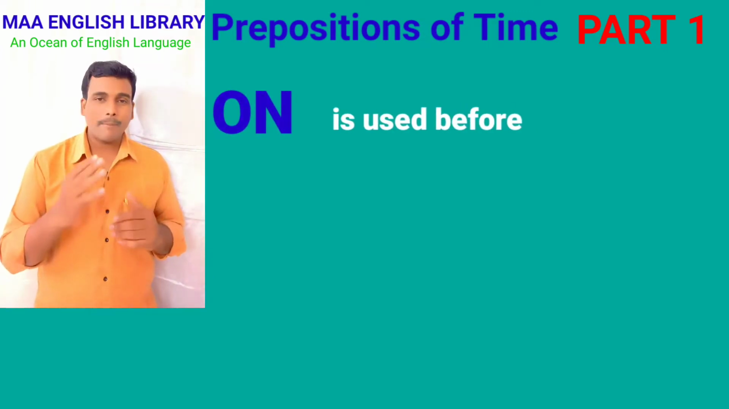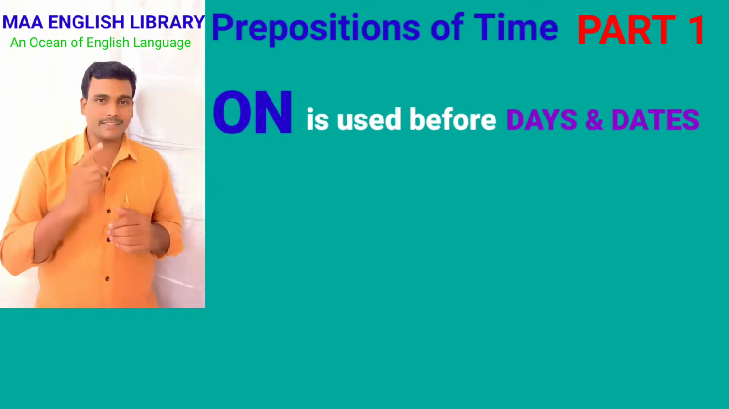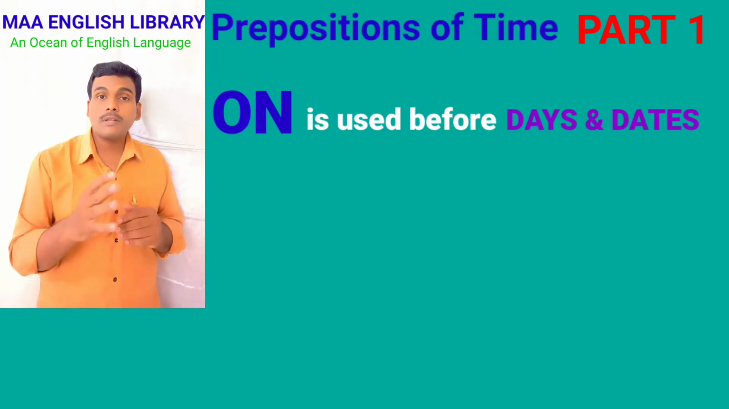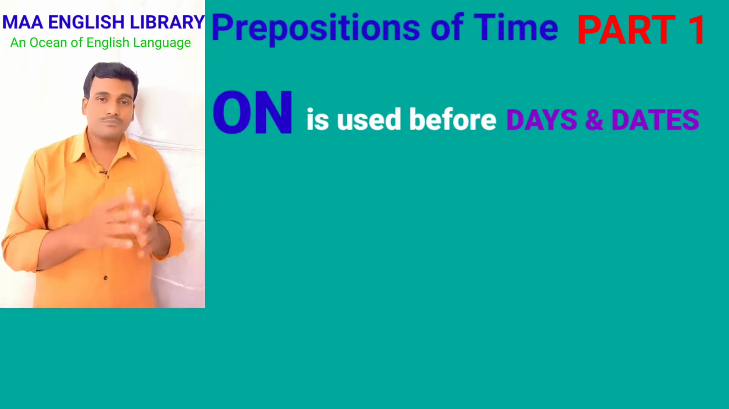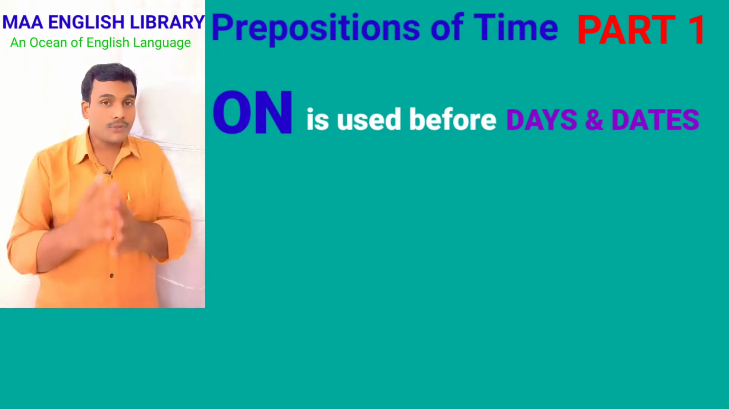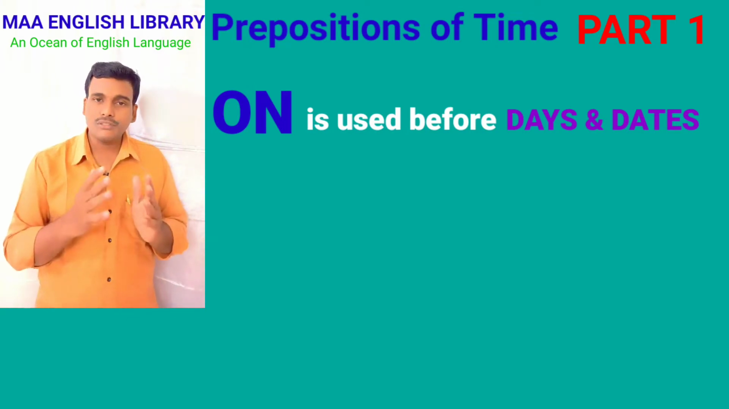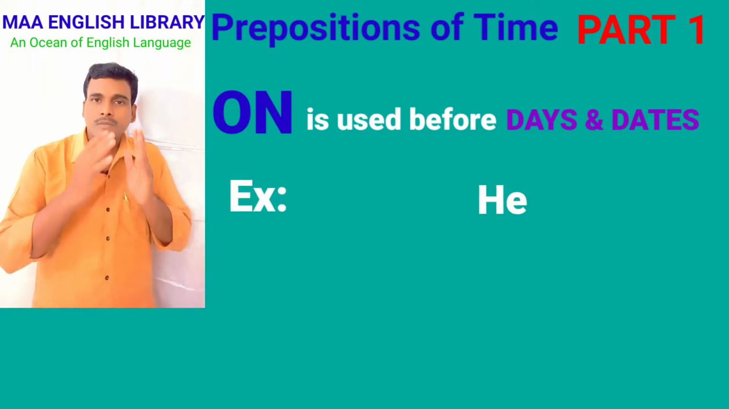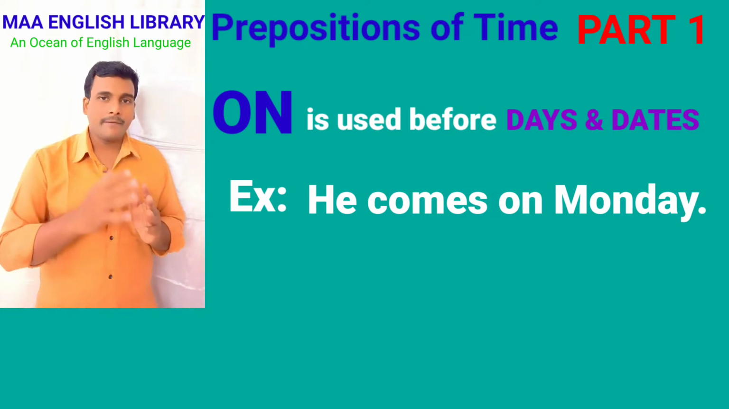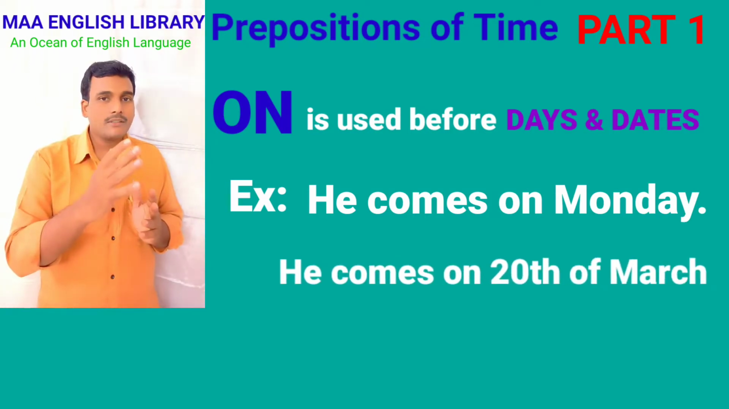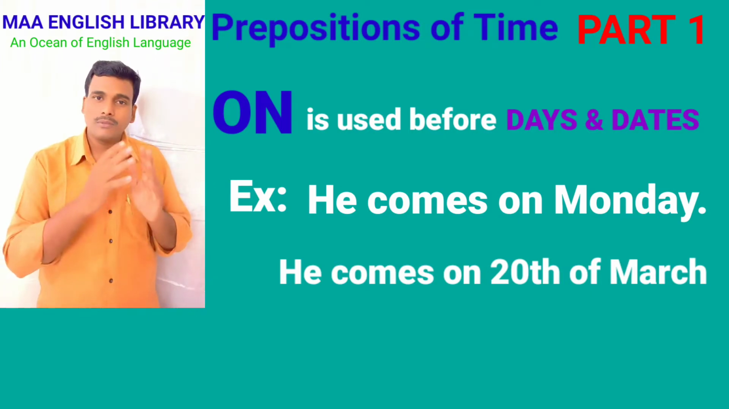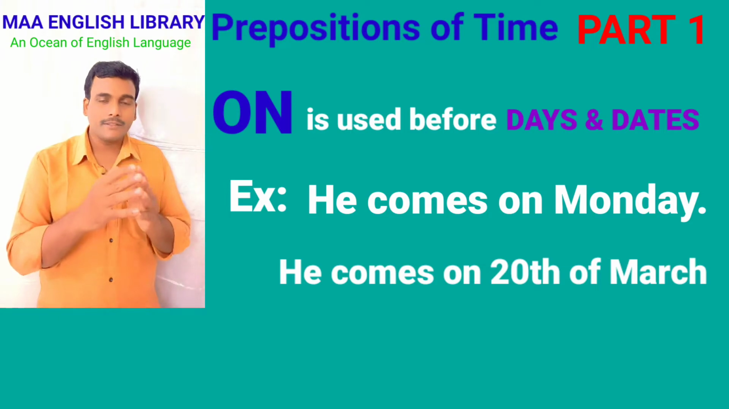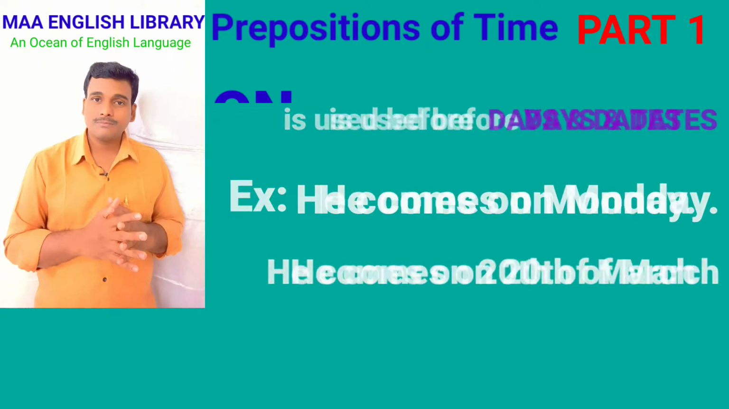On is used before dates and days. Okay, remember we are talking about only the time indications. In that manner only we are going to talk today. Before days and before dates we use on. Example, he comes on Monday. He comes on 20th of March. Okay, there you can see 20th of March, the 20th date. Monday, a day. So before these two we used on.